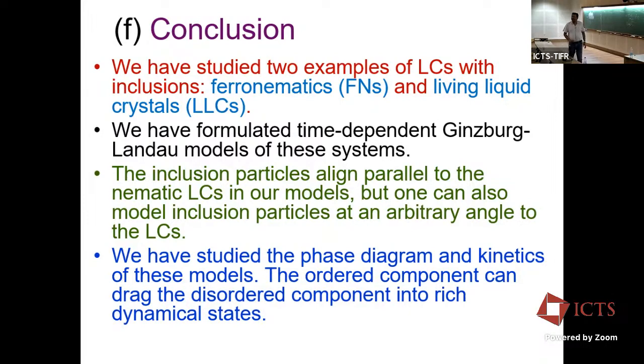But actually it's very straightforward to modify the free energy so that they point at random angles. Experimentally that's possible, that they can point perpendicular to each other and so forth. We studied the phase diagram and kinetics of these models, and the take-home message is that the ordered component can drag a disordered component into order. A kind of slaved ordering or a cooperative ordering, and this can be exploited perhaps for various uses subsequently.